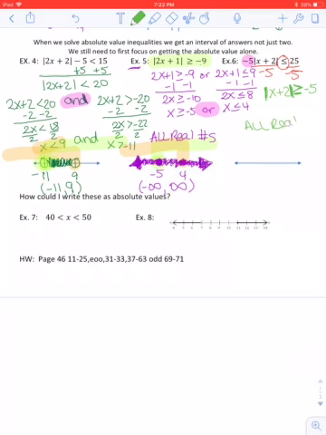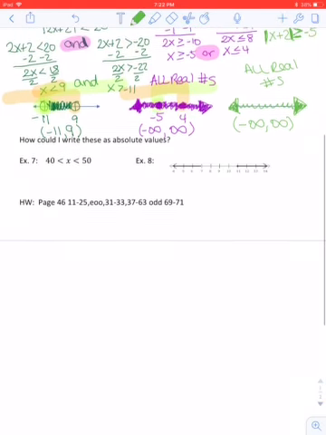We don't have to go through all that work, and we just have to shade all of the numbers on the number line. And we remember that we're going to go from negative infinity to positive infinity with an open interval.